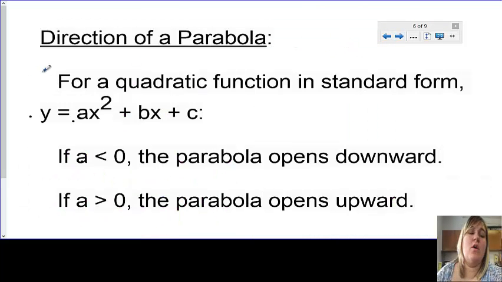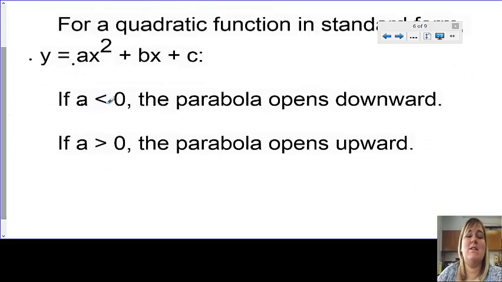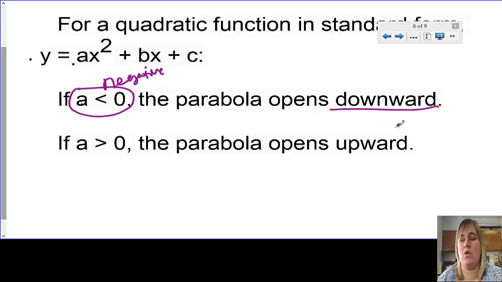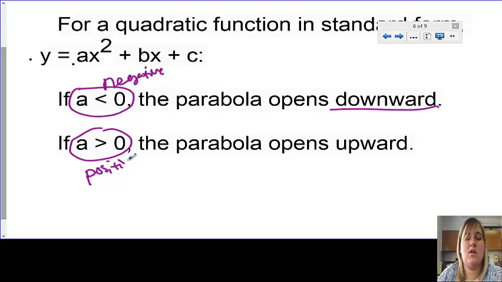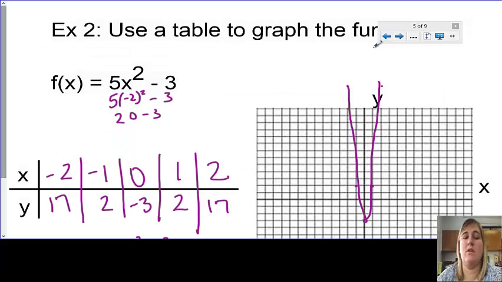No. So the direction of a parabola says for a quadratic function in standard form, y equals ax squared plus bx plus c, if a is less than 0, numbers less than 0, what are we talking about? Hope you're thinking negatives. Okay. If a is negative, the parabola opens downward. If a is greater than 0, those are positive numbers. So if a is positive, the parabola opens upward. So looking at the last one that we did, a is right here. This 5 is a positive number. It opens upward. If it had been negative, it would have opened downward.